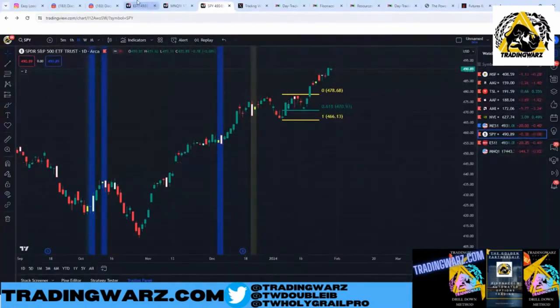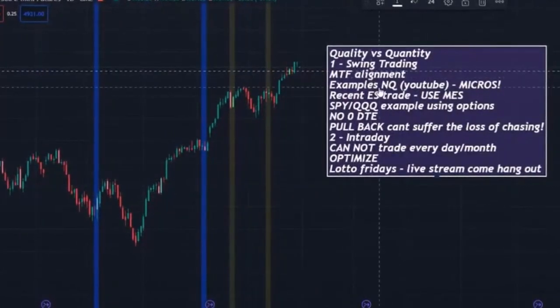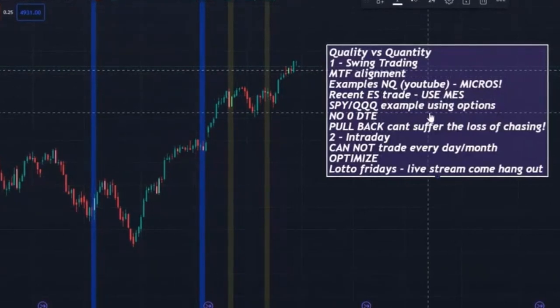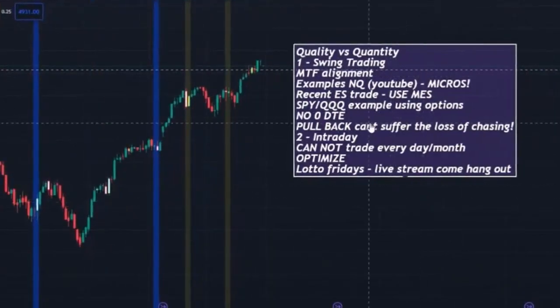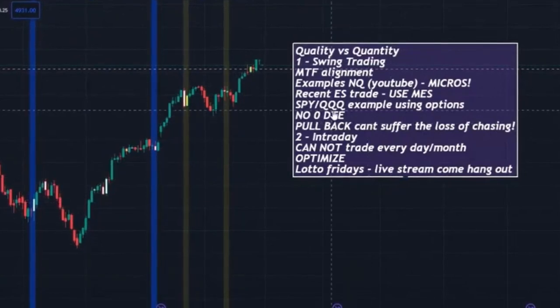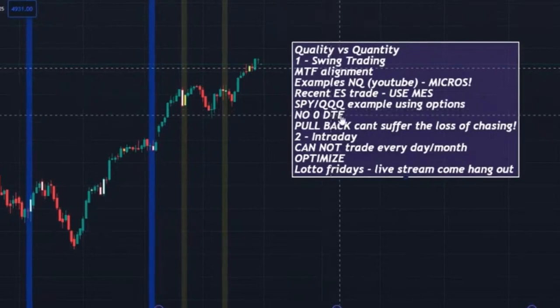All right, so multiple time frame alignment. I showed you the example with NQ. Like I said, guys, use micro contracts because you're not going to have enough size to hold the full contract. So you want to use MNQ and MES. With the options, I want to do 2 weeks out, more if possible, but no 0 DTE.